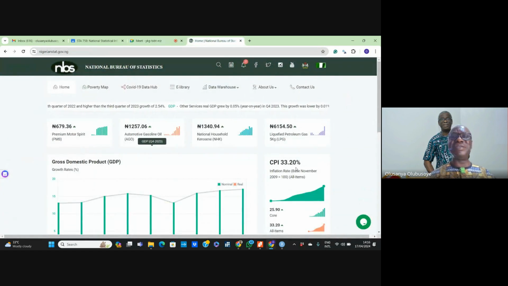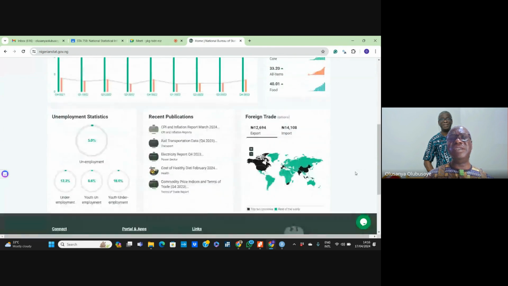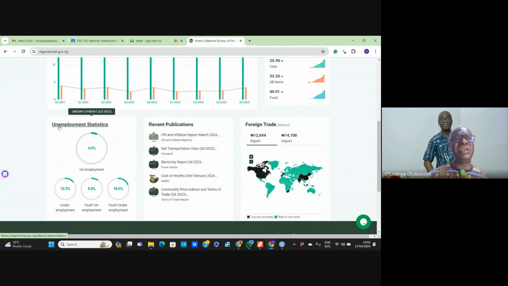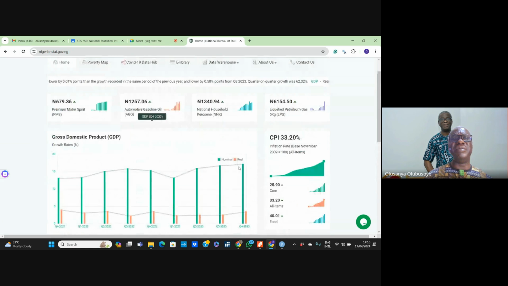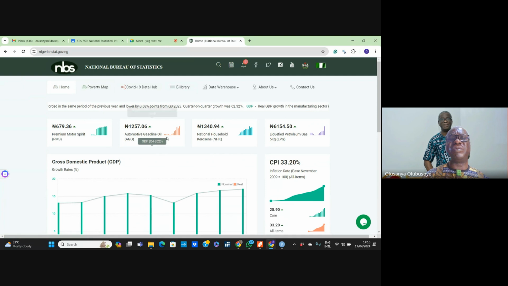And I was just talking about the central statistics body in Nigeria, which is the National Bureau of Statistics. So we need to understand how this National Statistics Office produces data, how they collect data, how they analyze data. You can see different types of data that they produce: unemployment statistics, foreign trade. They also have publications that you can see. So as a statistician, you are supposed to constantly come here. So you can see in real time what the premium motor spirit price per liter is for gasoline.